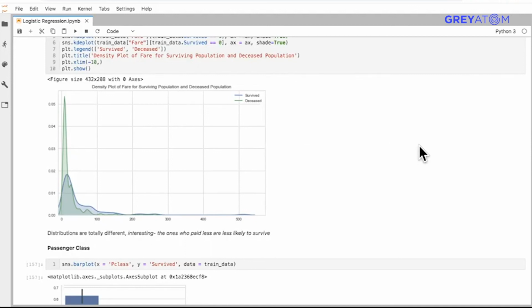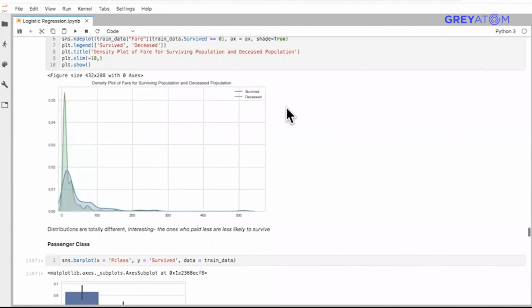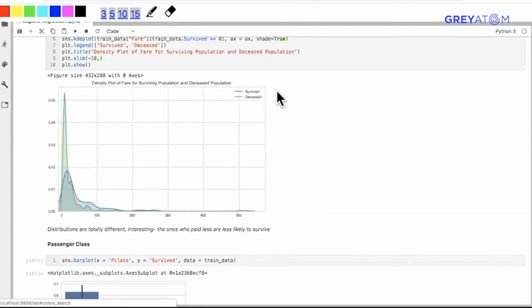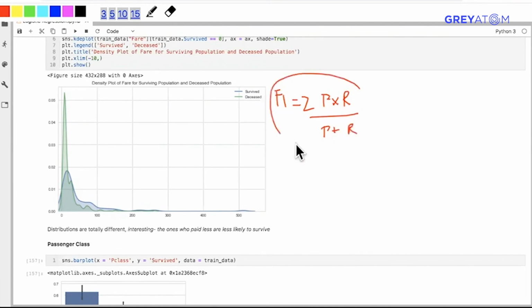Also Giovanni is asking one question: what should be the best score for F1, I mean, for the best model? Giovanni, F1 score is something like a harmonic mean. F1 is 2 times precision times recall upon precision plus recall. That's the F1 score. So this is a pretty much balanced score between precision and recall.